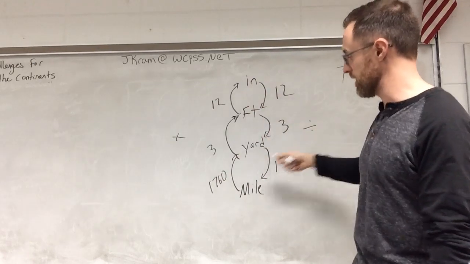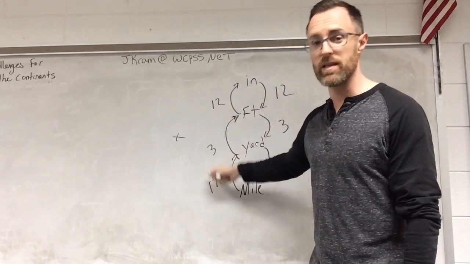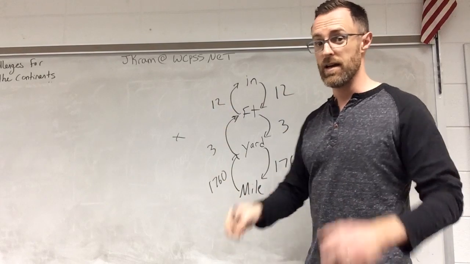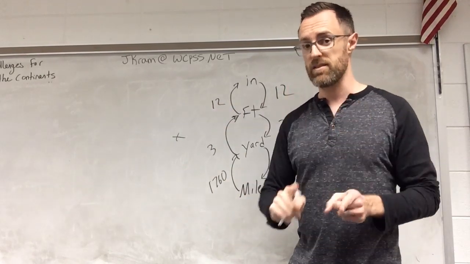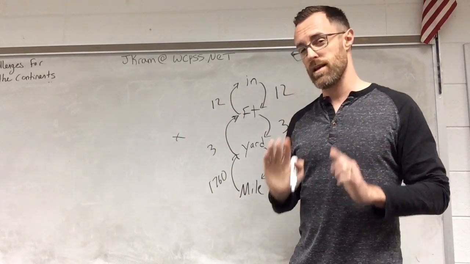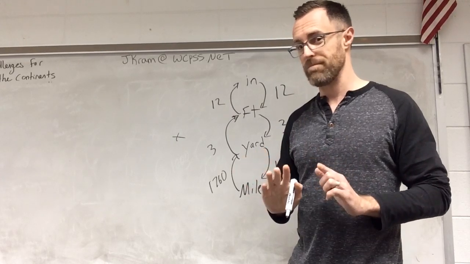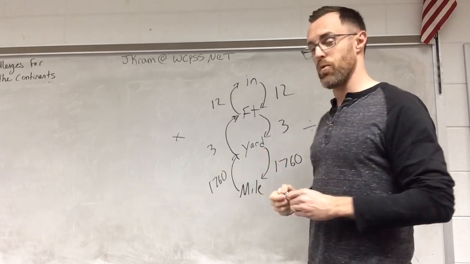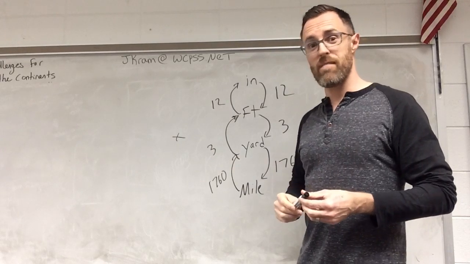If you're going down, you divide. If you're going back up, you're multiplying. And then you'd really just follow exactly what it says on the side. December 3rd, 1760. It sounds like an important date from the Revolutionary War. It's not. It's an important date giving you a lot of math to do.